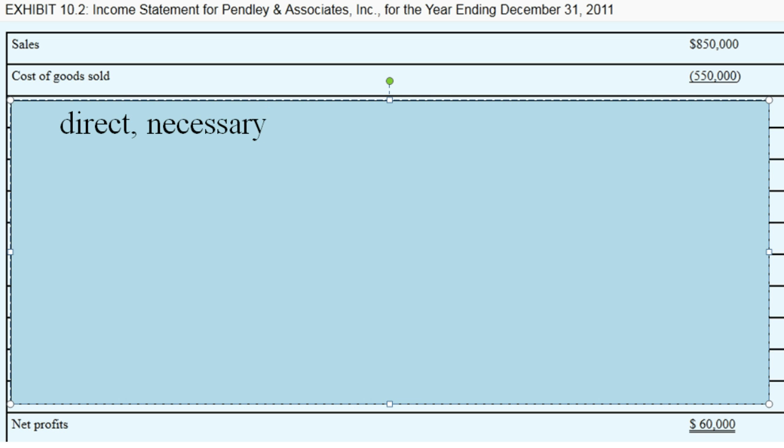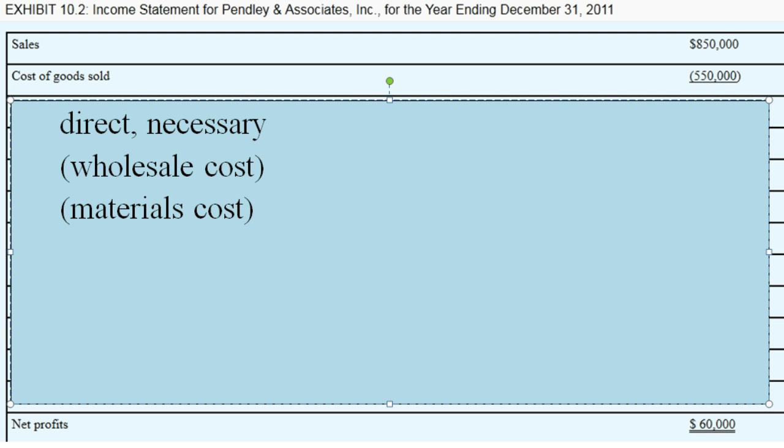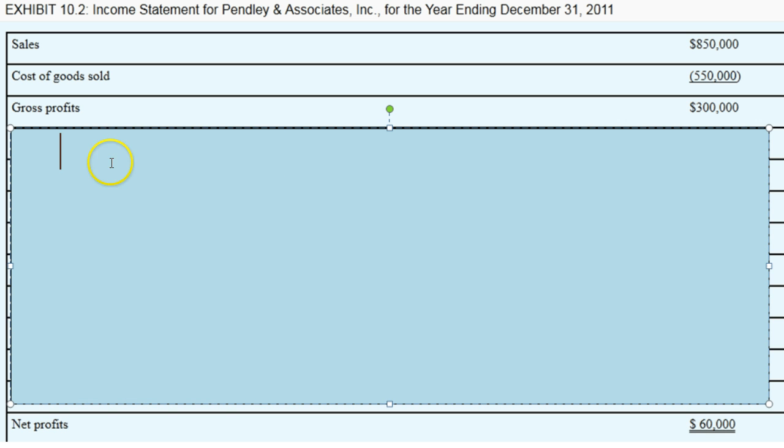This can be different depending on the type of firm that you're talking about. For example, if you are in a retail business, let's say you sell clothing, then the cost of that clothing is whatever you paid for it at wholesale. So your wholesale cost is the cost of goods sold. If you are a manufacturing business, it means that you take certain materials and turn them into a finished product. The materials are the cost of goods sold. If we subtract the cost of goods sold from our sales figure, what we end up with is gross profit.